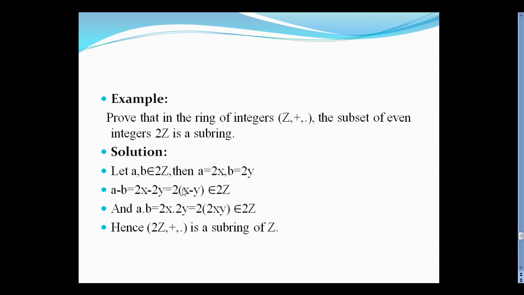So for the minus term, we have proved a minus b belongs to 2Z. Second condition, the closure. a·b is equal to 2x times 2y, which is 2 times 2xy. That is also 2 times an element, which belongs to 2Z. Therefore, 2Z under addition and dot product is a subring of Z.